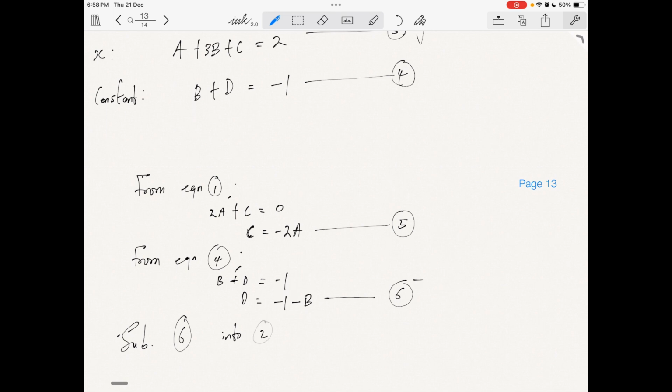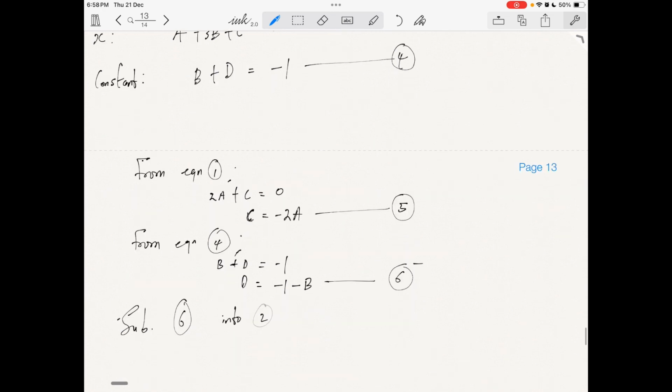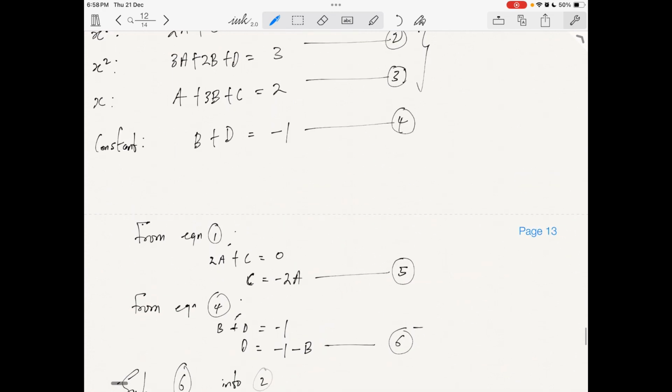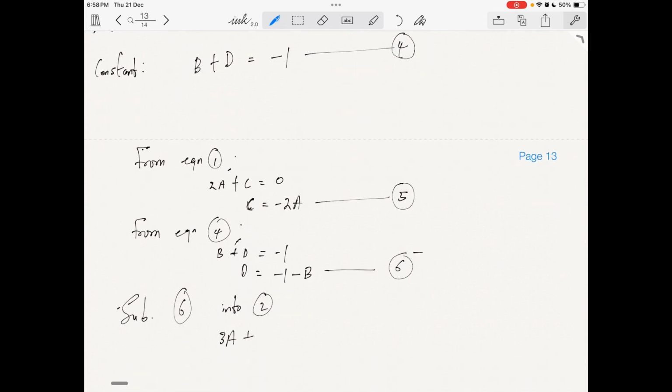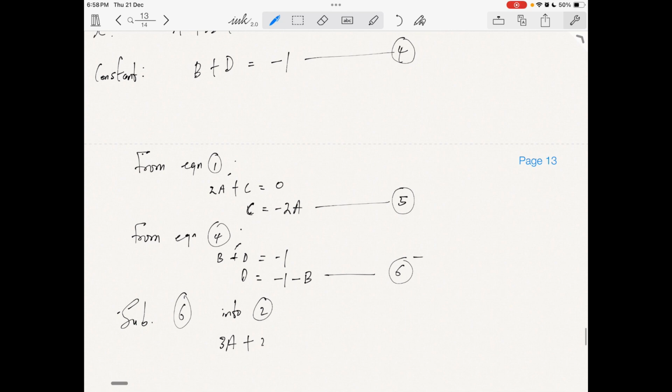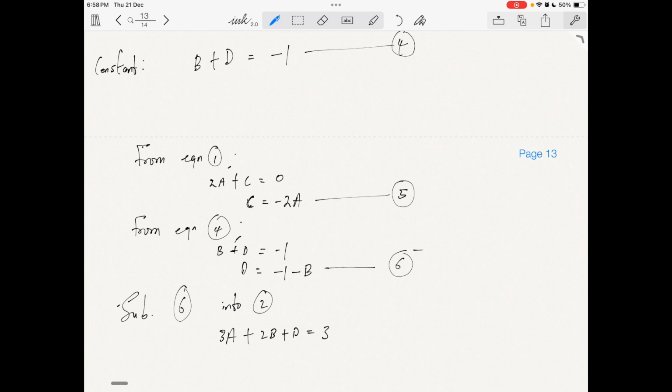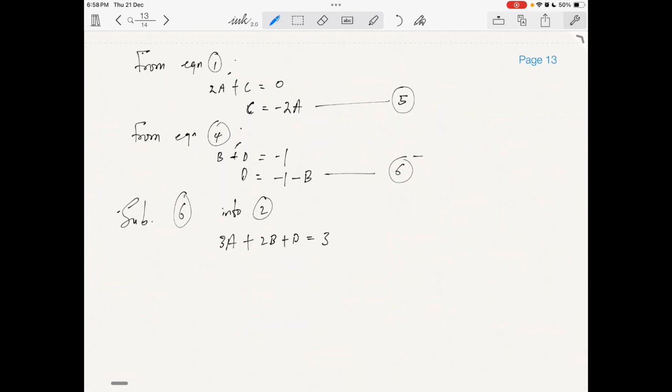So reducing them, we can call equation 2 again. Equation 2 is 3a plus 2b plus d is equal to 3. Wherever I see d, I substitute minus 1 minus b. So that's 3a plus 2b plus minus 1 minus b is equals to 3.